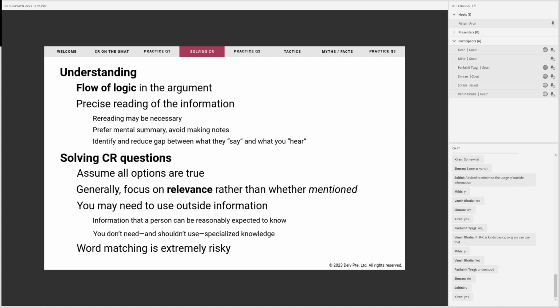We've sort of discussed this before, but please try to avoid word matching, right? Word matching just means looking for similar words in an option, like finding an option which has as many words that are there in the stimulus and marking it. Needless to say, this is very, very risky. Please try to avoid it.